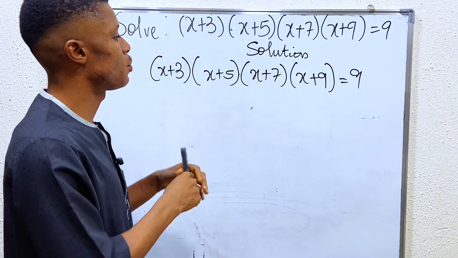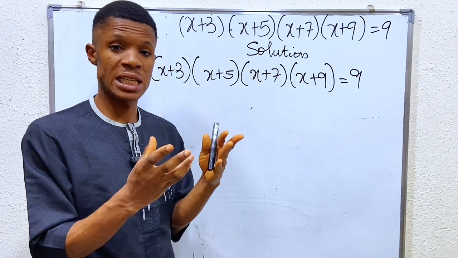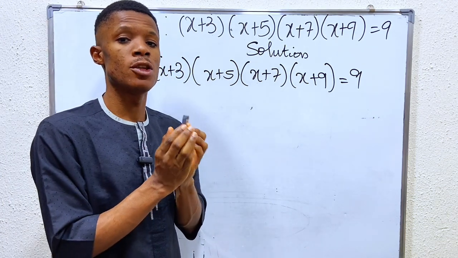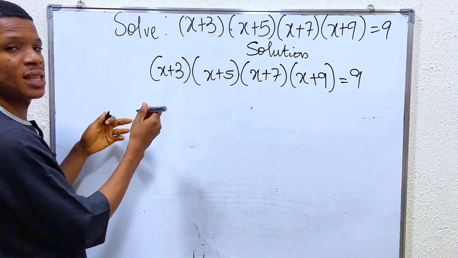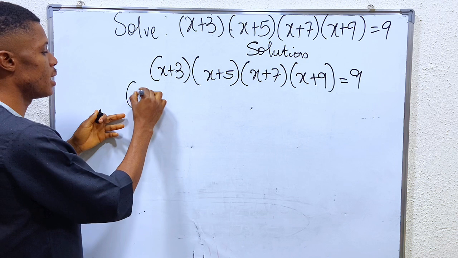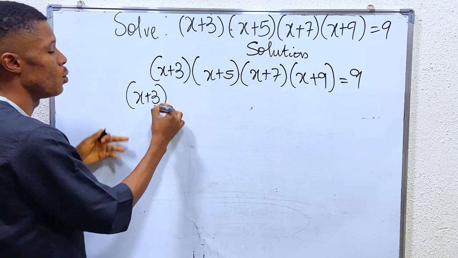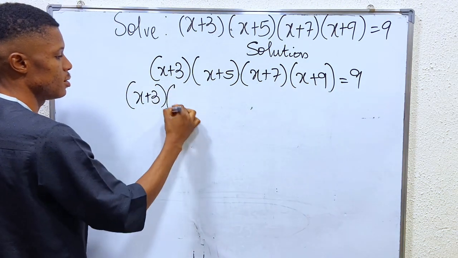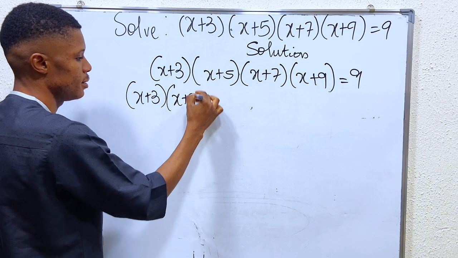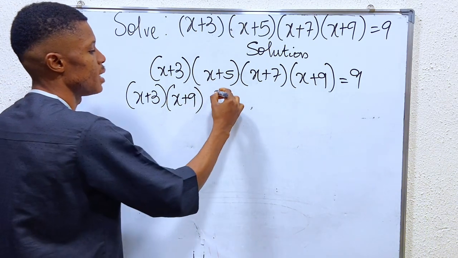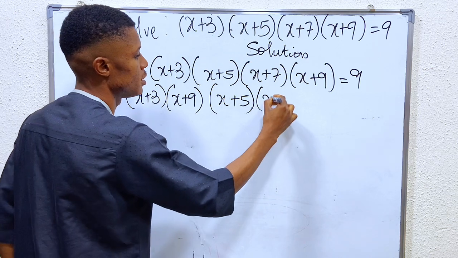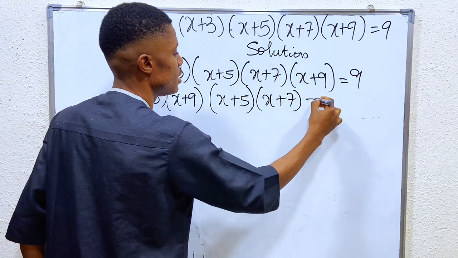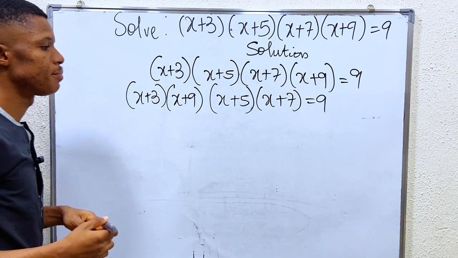On the left-hand side, we are trying to find the pairing that, when we expand them, we are going to get 12. So we start by rearranging: given that (x + 3), we now get (x)(x + 9), nothing changed, then multiplied by (x + 5)(x + 7) equals 9.